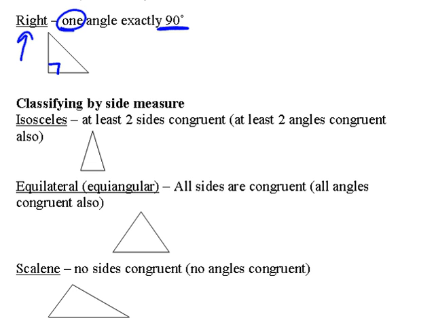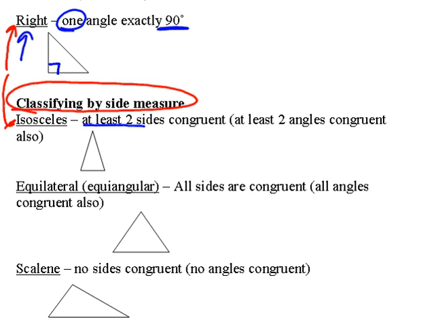All of this should be reviewed from previous classes in middle school, but we need to go over these in case you forget. The next, we can also classify triangles by side measure. That's not to say that it can be classified by either angle or side measure. It can be classified by both. So we could have a triangle that is both right and isosceles. Okay, an isosceles triangle has at least 2 sides congruent, like that.